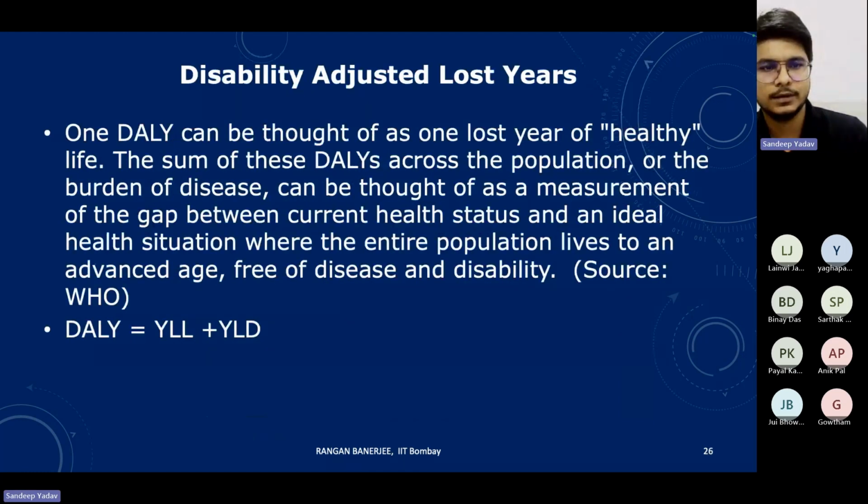So one DALY, this is the disability adjusted life year. One DALY can be thought of as one lost year of healthy life. The sum of these DALYs across the population, or the burden of disease, can be thought of as a measurement of the gap between the current health status and an ideal health situation where the entire population lives to an advanced age free of disease and disability. That is the source taken from the WHO. That's already been explained. I'm just giving everybody the disability adjusted life years.